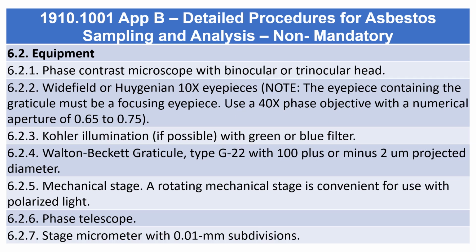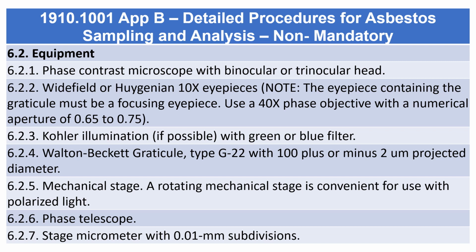6.2. Equipment. 6.2.1. Phase contrast microscope with binocular or trinocular head. 6.2.2. Wide field or Hygienian 10x eyepieces. Note: the eyepiece containing the graticule must be a focusing eyepiece. Use a 40x phase objective with a numerical aperture of 0.65 to 0.75. 6.2.3. Color illumination, if possible, with green or blue filter. 6.2.4. Walton Beckett graticule, type G22, with 100 plus or minus 2 micrometers projected diameter.